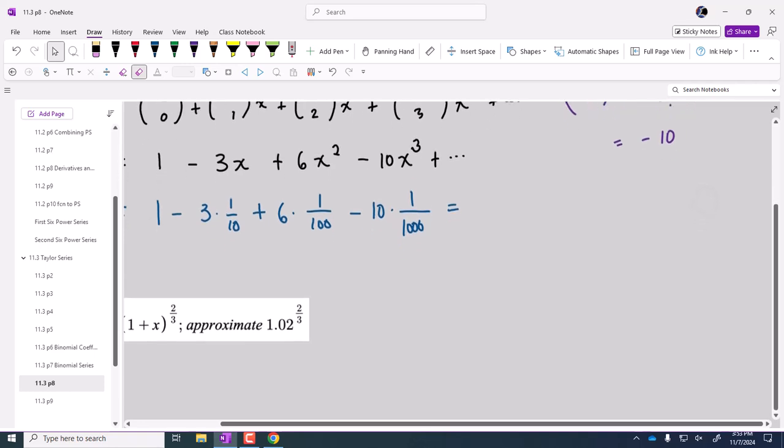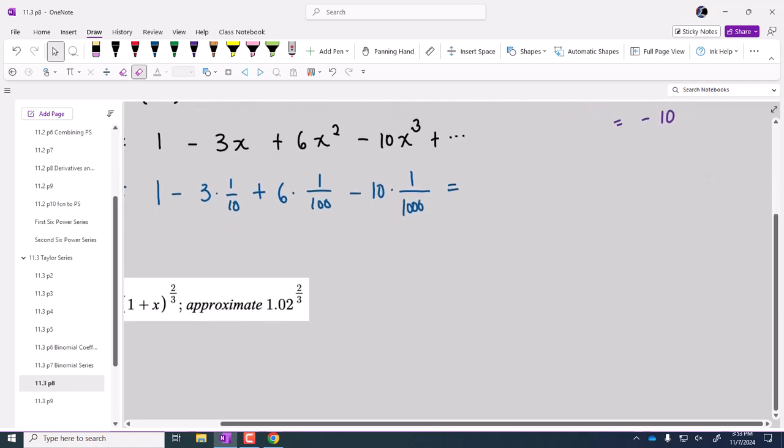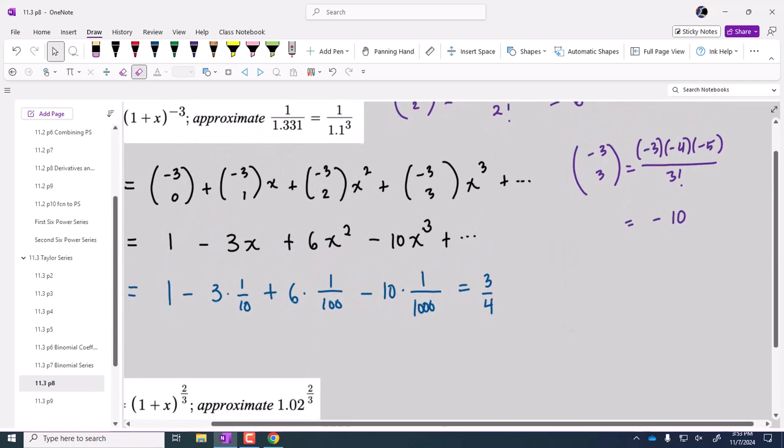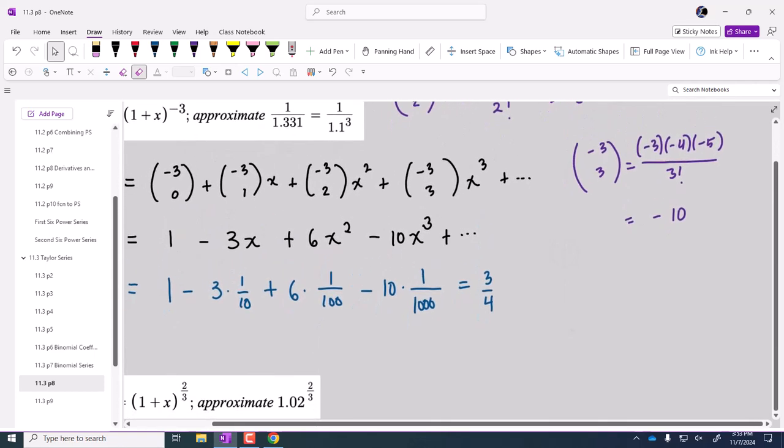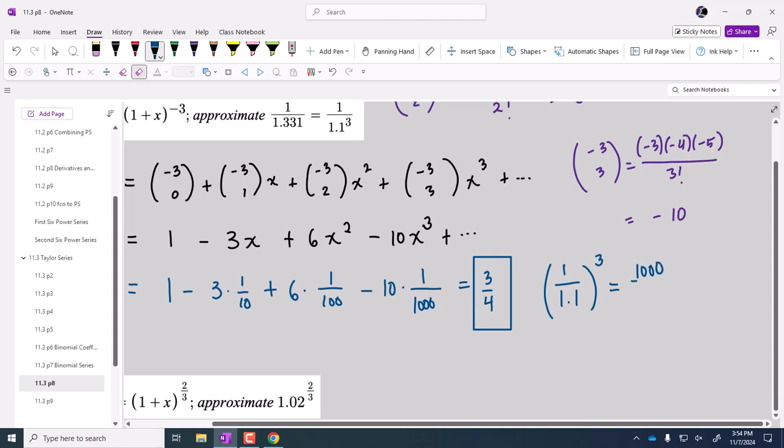Did somebody type this into your calculator? 3/4 total? Oh, beautiful. So that is going to be our approximation. And type into your calculator exactly 1 divided by 1.1 cubed. What do you get if you do that? 1000 over 1331.